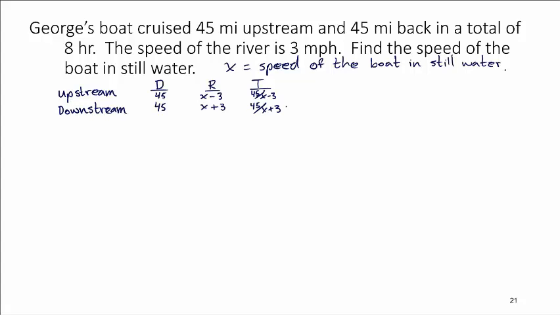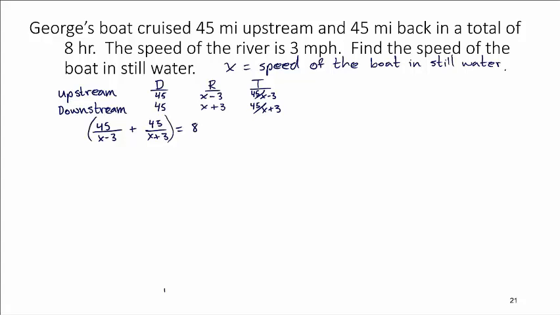So if I take the two expressions for time for the upstream and downstream scenarios and I add them up, I'll have 45 over x minus 3 plus 45 over x plus 3 equal to 8, because we're adding up the times and the total trip time is 8 hours. So I have a little equation that I built, right? Sometimes building that table just to organize the information can do wonders to help you build the equation.